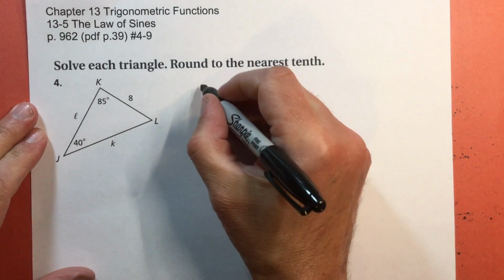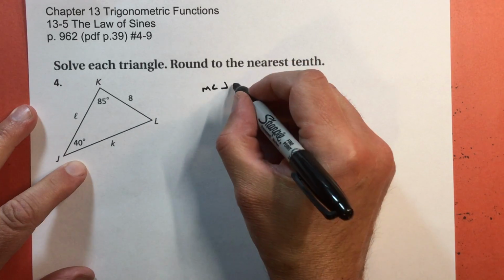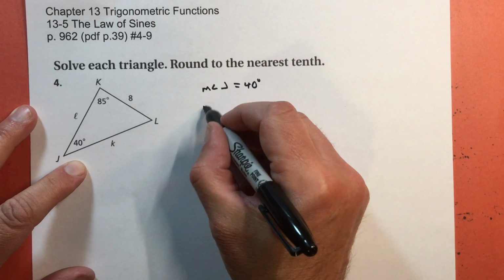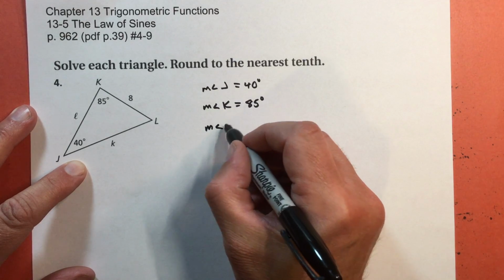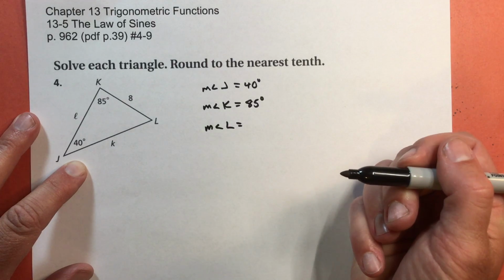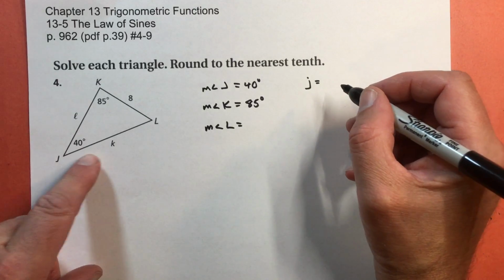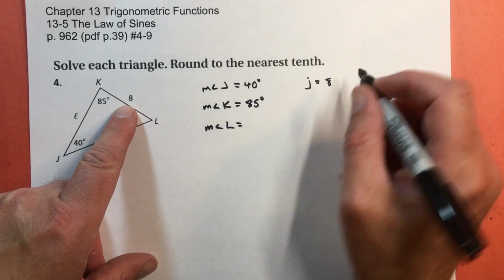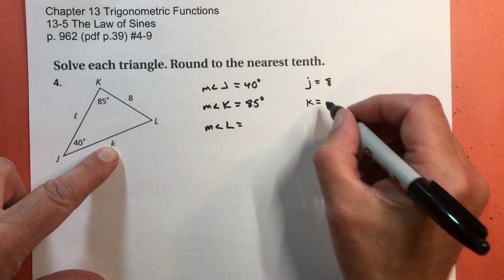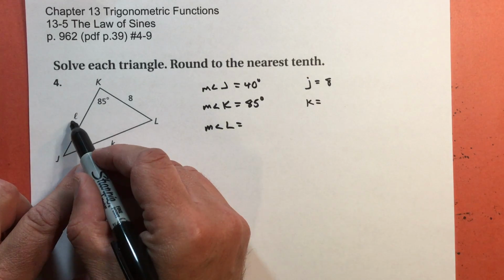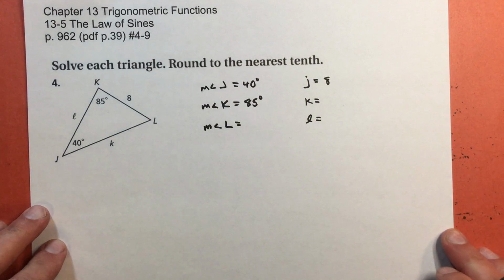First thing I like to do is make a list. So here I've got JKL. The measure of angle J is 40 degrees. The measure of angle K is 85 degrees, and the measure of angle L we're going to figure out because they all add up to 180. Then I've got side J, which is 8. So now I've got my angle and its opposite side. I've got my side K, which I don't know, and my side L. Notice they switched to the cursive L because print L looks like 1.